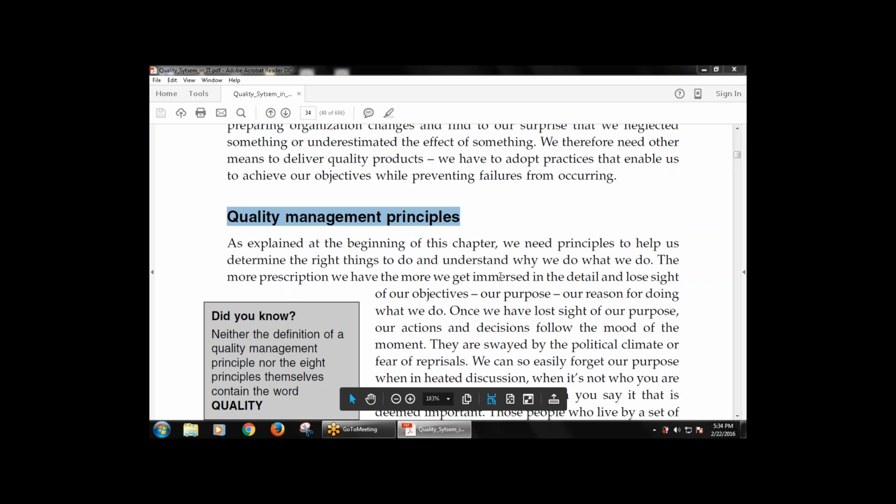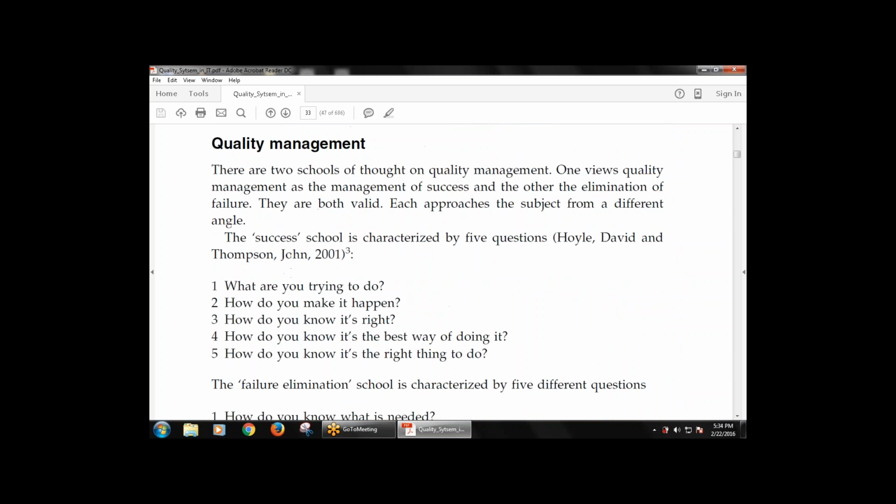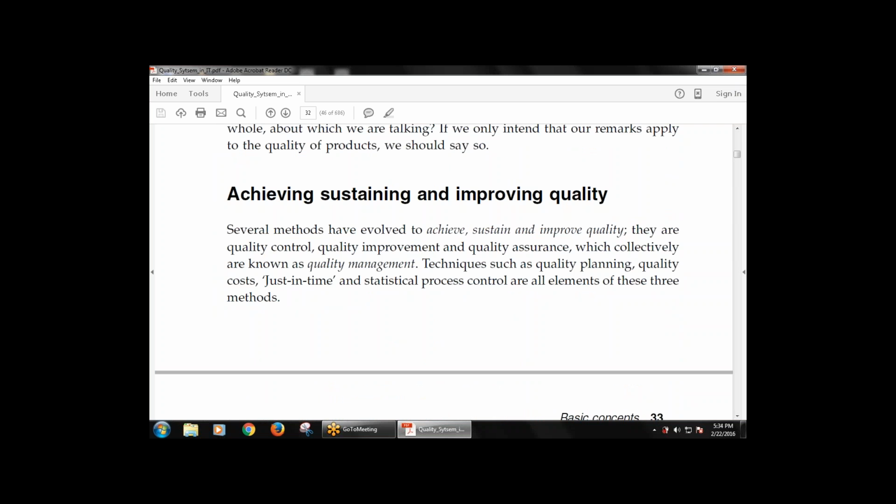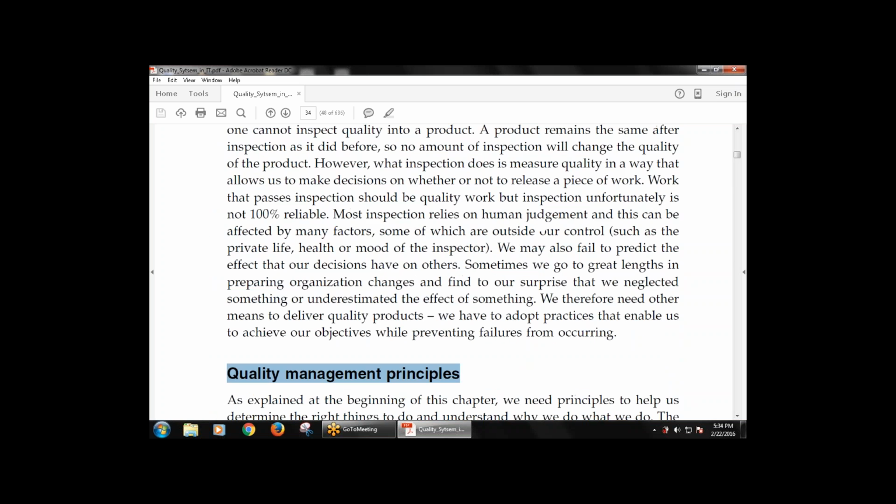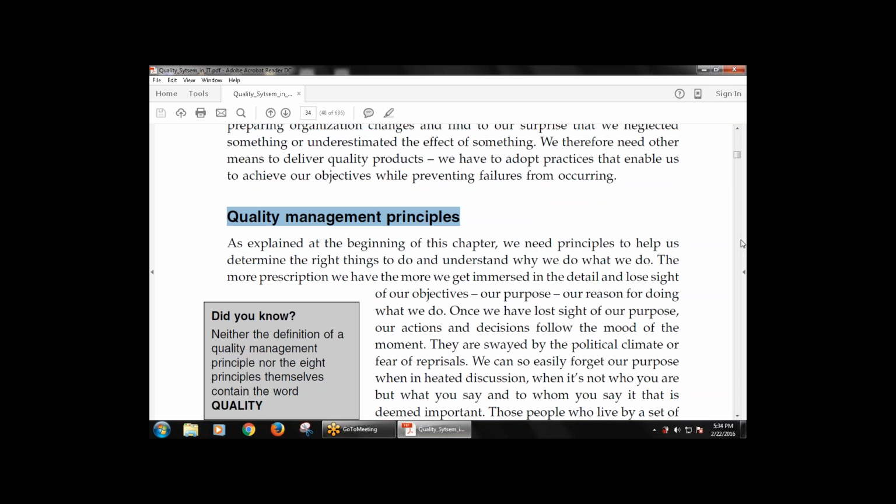The next topic is quality management principles. These are the various principles used for achieving quality: quality control, quality assurance, and quality improvement. These are the three targets that will be achievable by the principles. There are some rules and regulations defined, known as the quality principles or quality management principles, that I'm going to discuss in the next class, tomorrow's class.